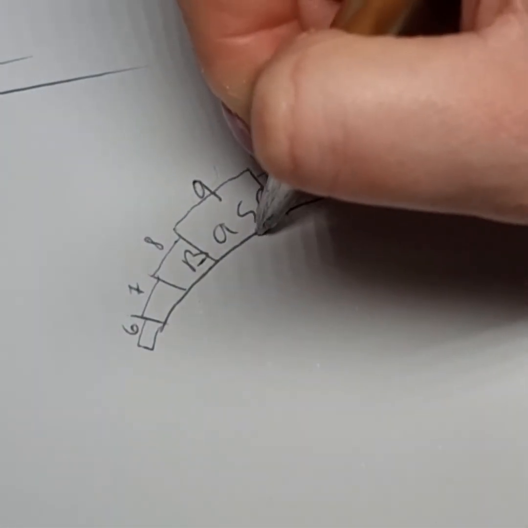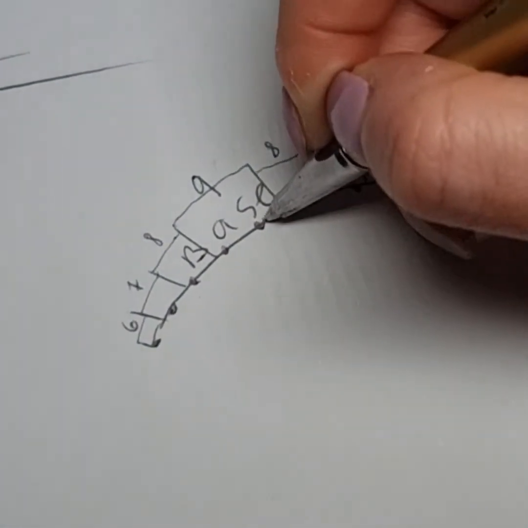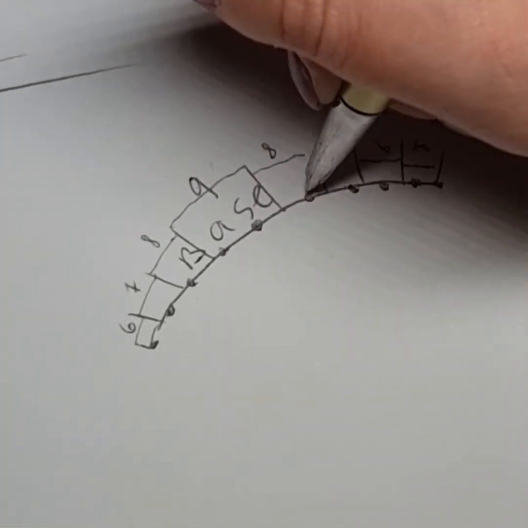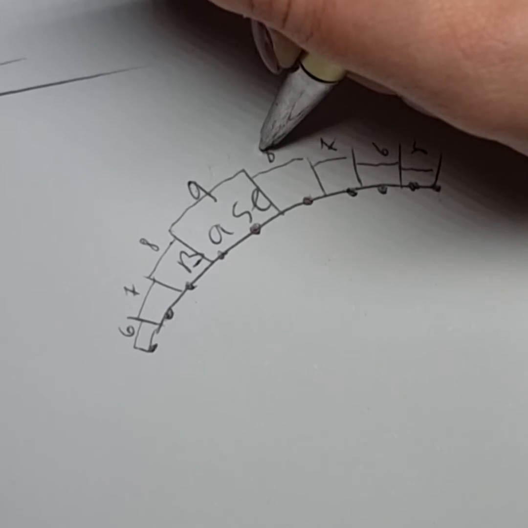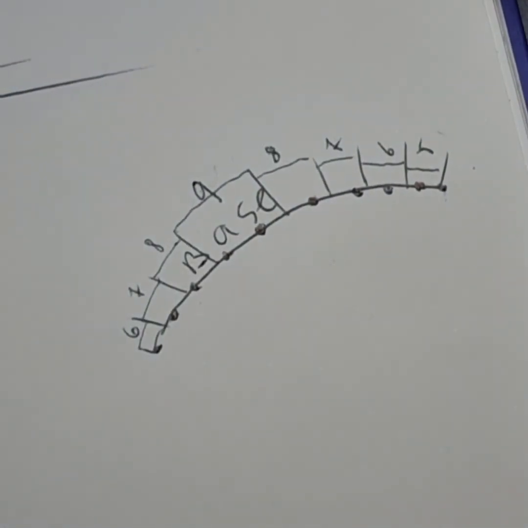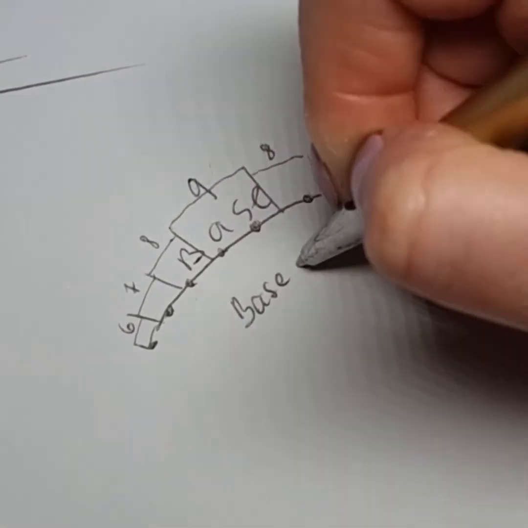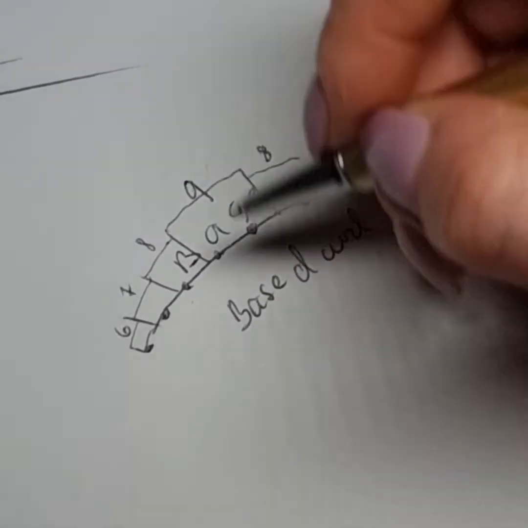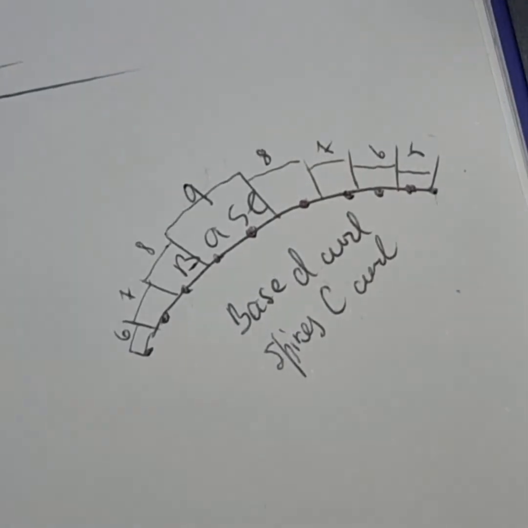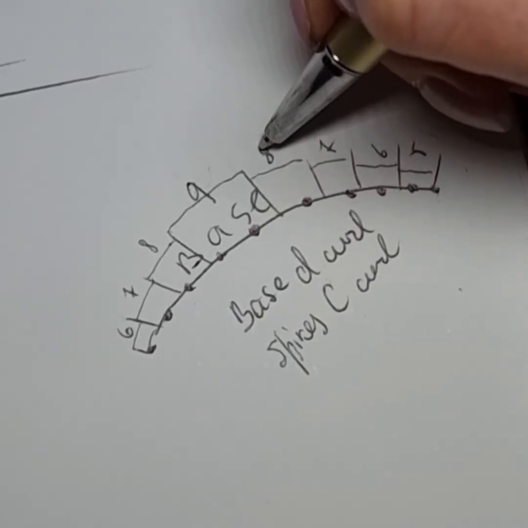There was 10, so 1, 2, 3, 4, 5, 6, 7, 8, 9, 10. Obviously on the client you will see it on the open eye, where to put those spikes. So in here my spike is supposed to be 8 plus 3. We're using the base as a D, for example. So we use base, D curl, spikes, C curl. So the base is 8, and that spike is in the 8.